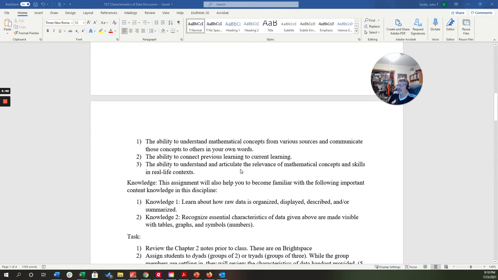So the knowledge: this assignment will also help you become familiar with the following important content knowledge in the discipline. Learn about how raw data is organized, displayed, and described or summarized. Knowledge number 2, recognize essential characteristics of data given above. How are they made visible? I got a typo there, with tables, graphs, and symbols.